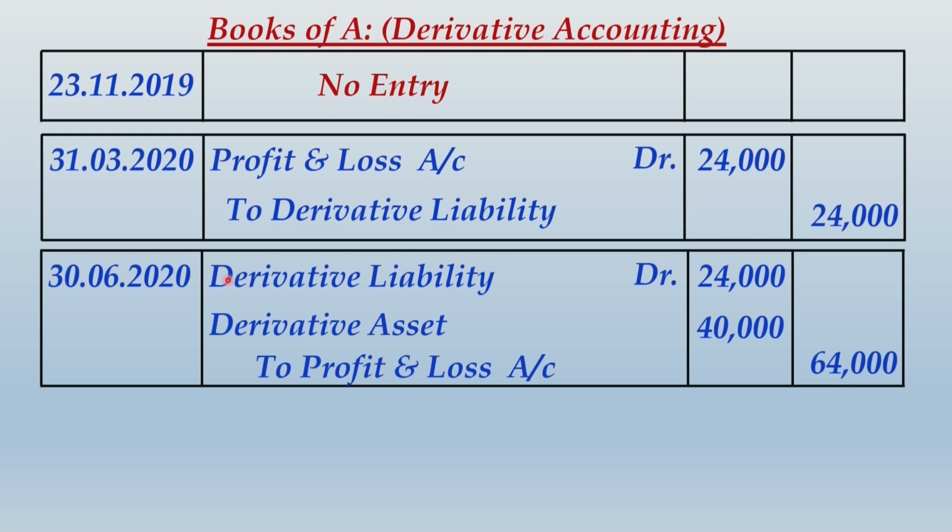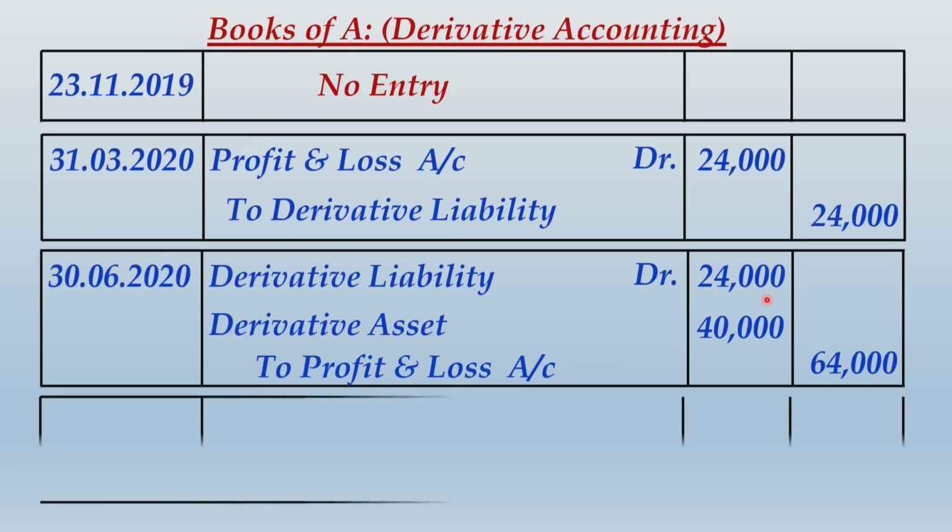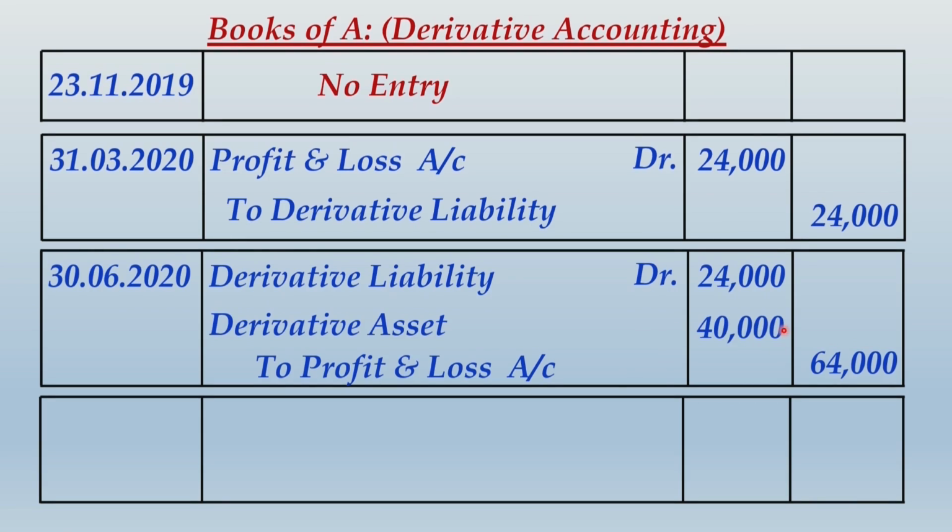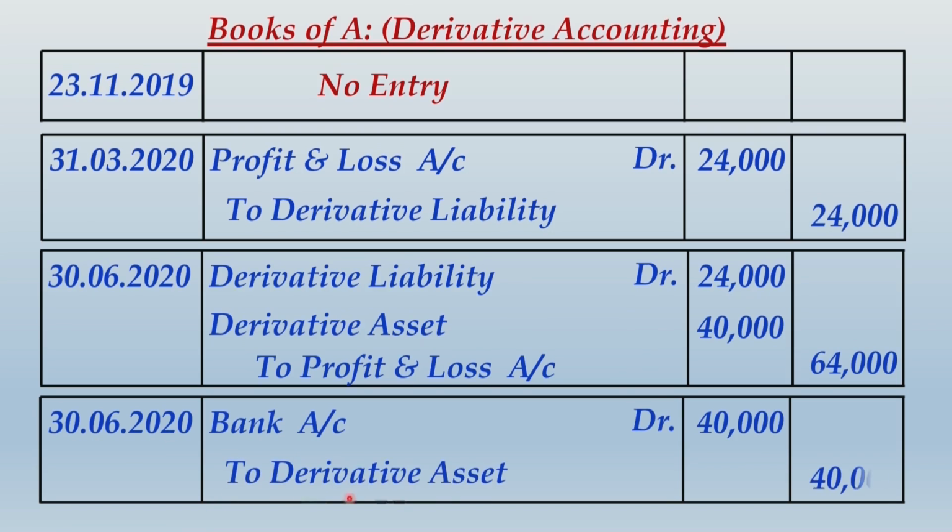Now you can see one thing: you are writing off a liability of 24,000 and creating a new derivative asset of rupees 40,000. So obviously the overall benefit of 64,000 will be taken to the credit of P&L. Now in the books of A, the derivative liability has been written off. What remains is a derivative asset of net 40,000 which will be recovered in cash from B, that is the counterparty. So on 30th June, that is on the settlement date, A would finally receive rupees 40,000 from B. So the entry passed will be bank account debit to derivative asset, that is rupees 40,000.